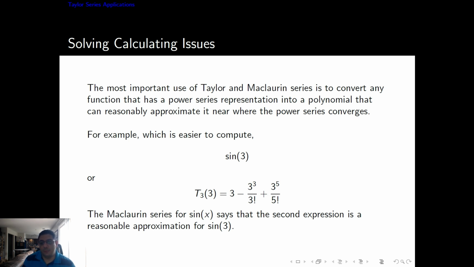For example, we have a value that can be very difficult to compute with our calculator, like sine of 3, but at the same time we could use the power series and do an approximation that we could do by hand. Like, for example, we're approximating here with a polynomial of degree 5 using 3 terms of the power series. And this will be 3 minus 3 to the cube over 3 factorial plus 3 to the 5 over 5 factorial, which is the Maclaurin series for sine of x expressed as a reasonable approximation of sine of 3.